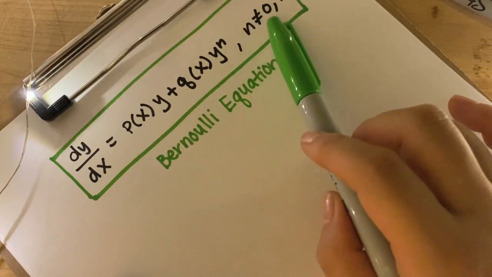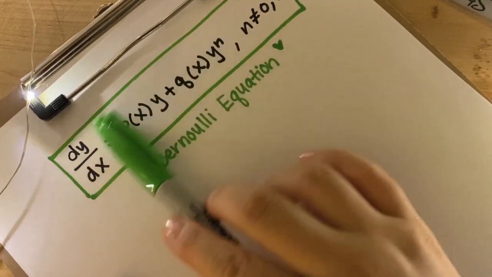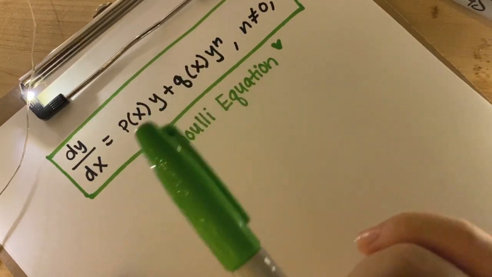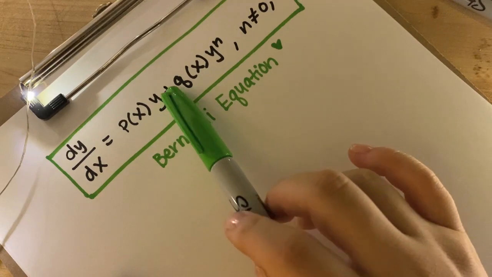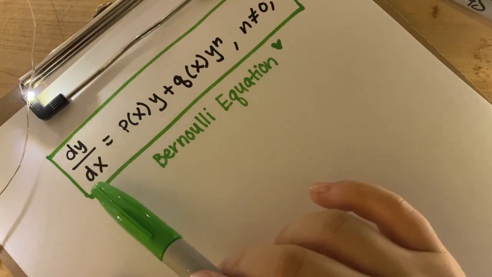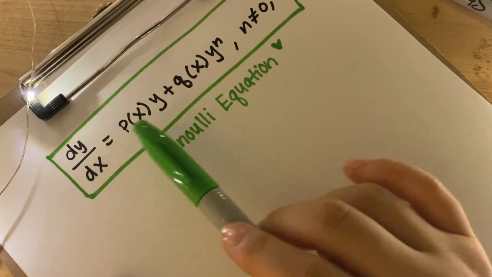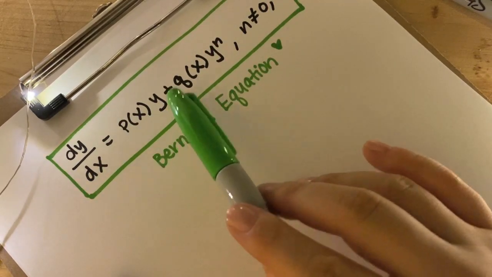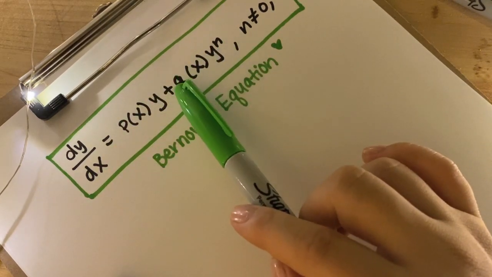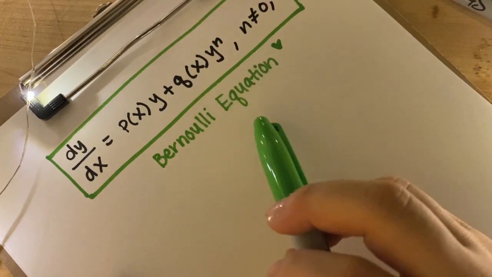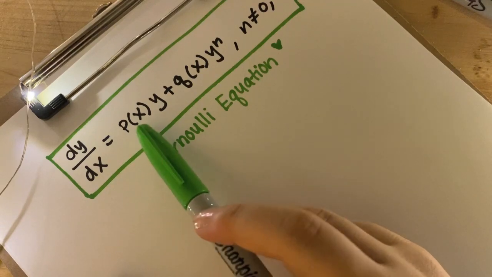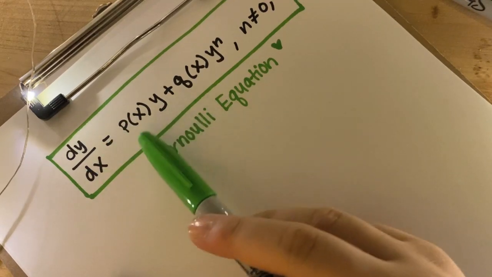So as long as n is not 0 or 1, we have a Bernoulli equation. Okay, now I also wanted to mention that if you see this written from different resources, you might see it written slightly differently. I think this is the most common standard form, but math should be a universal language, so it shouldn't actually matter, and hopefully anything that you see is equivalent to this.